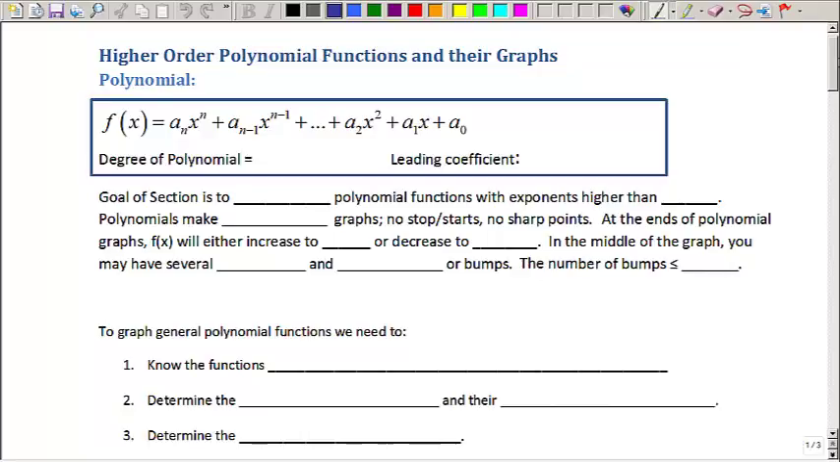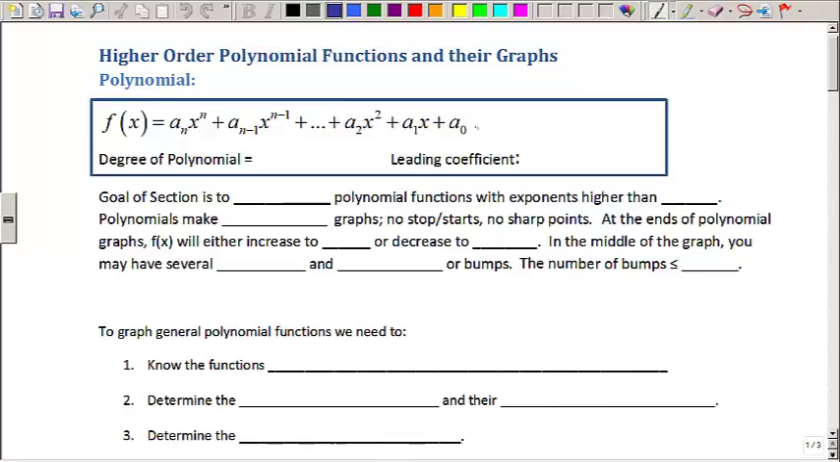This section is titled Higher Order Polynomial Functions and Their Graphs. So first let's talk about what a polynomial is. We have this polynomial f of x is equal to a sub n x to the n plus a sub n minus 1 x to the n minus 1 plus dot dot dot a sub 2, and a lot of students look at this going all the way down to plus a naught, and it looks very scary to them.